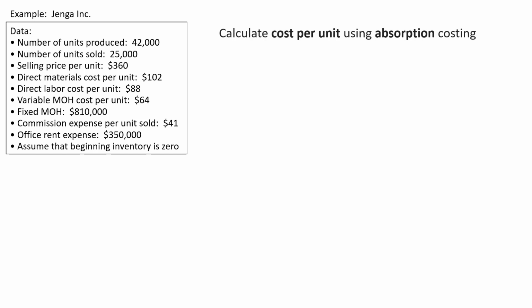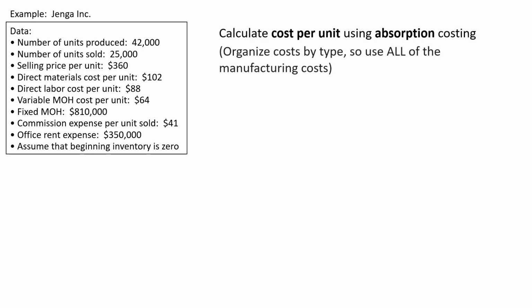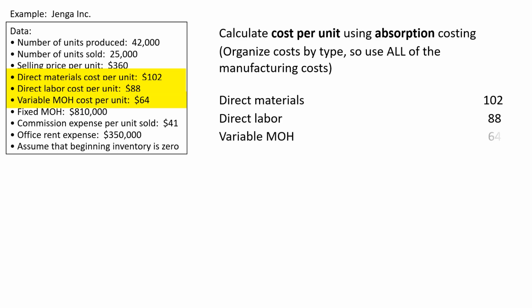We'll use the absorption costing approach first. Which of the data points provided are relevant to our cost per unit based on cost type? Since we're focused on cost type, we need all of the manufacturing costs. Direct materials per unit, $102. Direct labor per unit, $88. Variable manufacturing overhead per unit, $64.